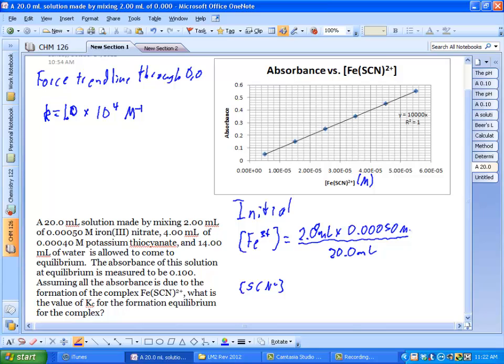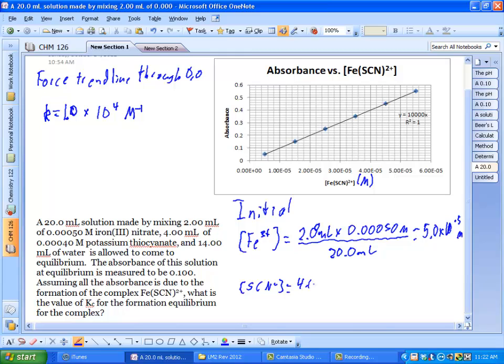That's going to give me 5 times 10 to the negative 5th molar. I'm going to find my pen. There it is. Okay, now what about the thiocyanate?